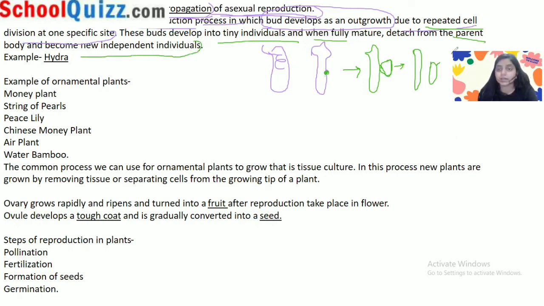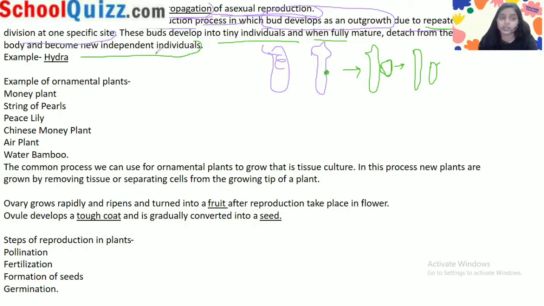So this is budding reproduction. An example is the hydra. You have to tell them the example also, right? Now let us move to the next question.